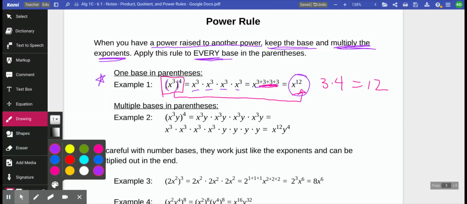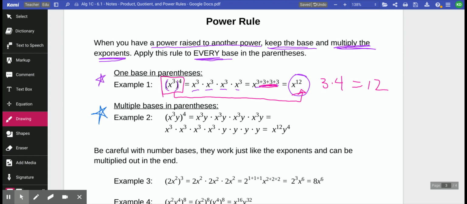So here we go. Example number 2, multiple bases in parentheses. So here I have x to the 3rd times y. So we can really think of that as x to the 3rd times y 4 times, right? Which, if I kind of separate out all my variables, is x to the 3rd 4 times and y 4 times. So x to the 3rd to the 4th power is x to the 12th, just like before. And then y times y times y times y is y to the 4th.